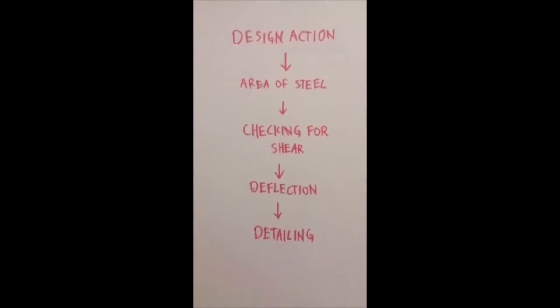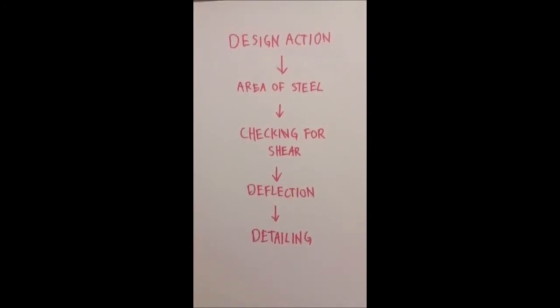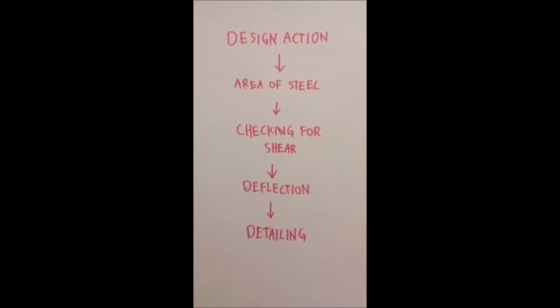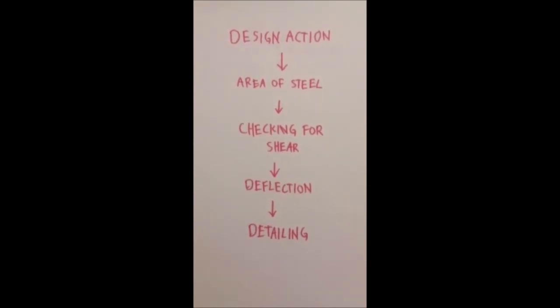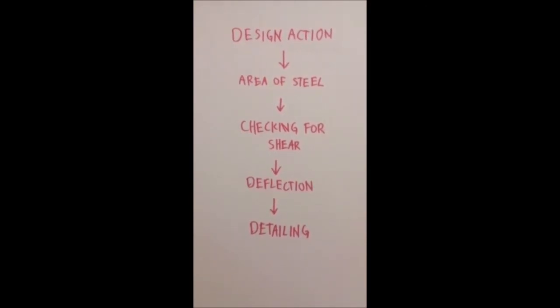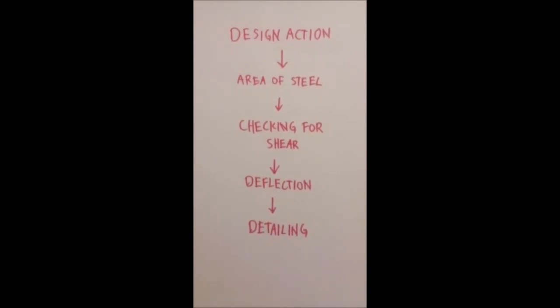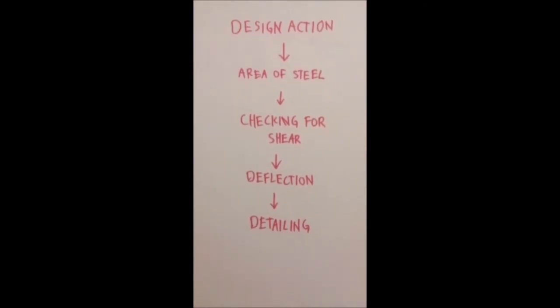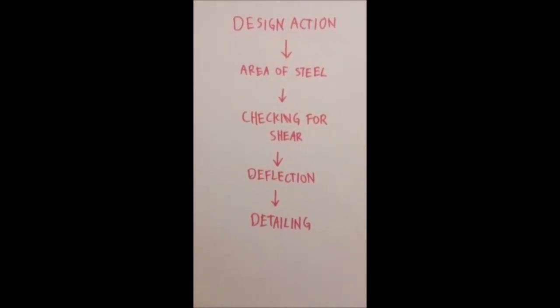Next, we proceed to design of beam simply supported. Firstly, we need to determine the design action. After that, we will proceed to finding the area of steel to determine the size of reinforcement steel to be used. Then we will check for shear to identify the size of link to be used, and then we will proceed to checking for deflection, and lastly we will do the detailing.